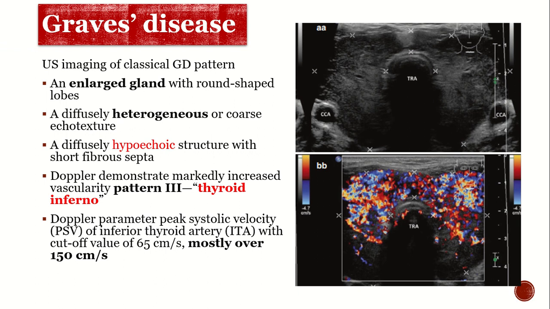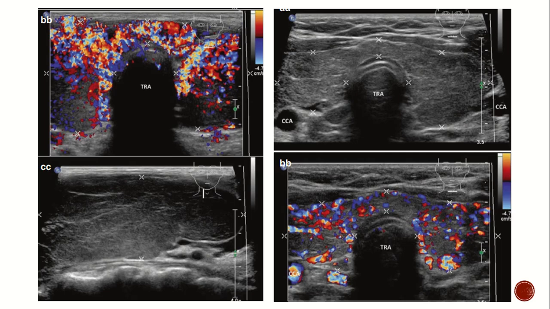About Graves' disease, the ultrasonographic classic pattern is also an enlarged gland, also heterogeneous or coarse echotexture, diffusely hypoechoic structure with short fibrous septa. But the important thing here is that the Doppler demonstrates pattern 3 vascularity, or what is titled thyroid inferno. The inferior thyroid artery systolic velocity is more than 65 centimeters per second, and in most cases it is more than 150 centimeters per second. This is an example of thyroid inferno, but some cases of Graves' disease show just pattern 2 of vascularity.